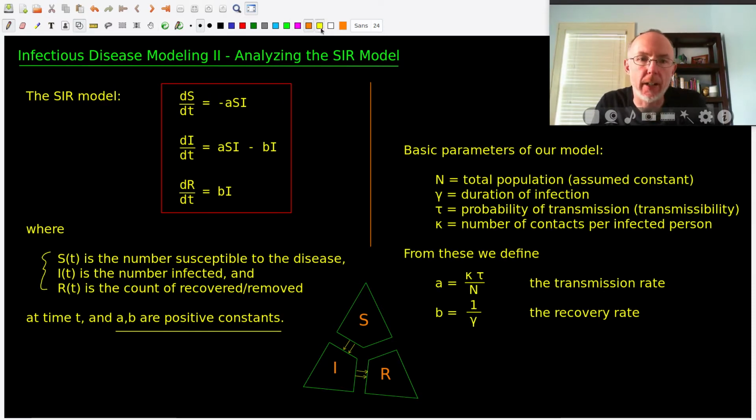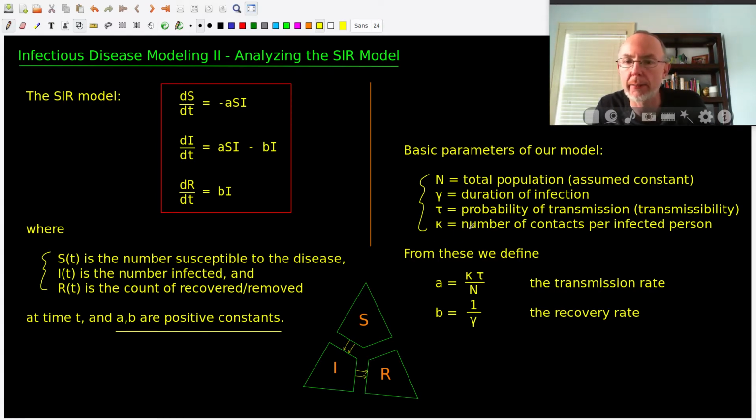So to extend our introduction to this model, remember that the A and B themselves were derived from quantities that are physically related to the spread of the disease. So we had this total population, we're calling it N, we're assuming it's constant for these models, and we introduced three parameters. The number gamma, which is the duration of infection, and tau was the probability of transmission. So if you have an interaction between an infected person and a susceptible person, that doesn't always lead to an infection. So what's the probability of an infection actually occurring there?